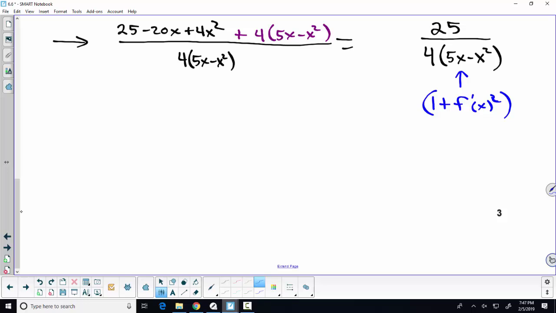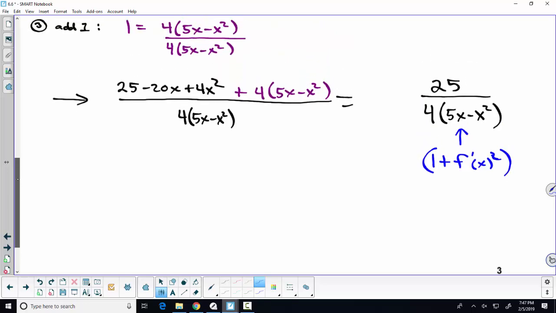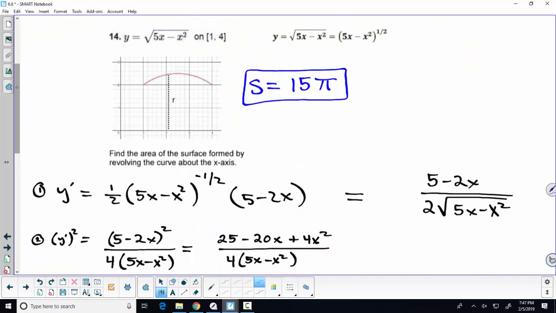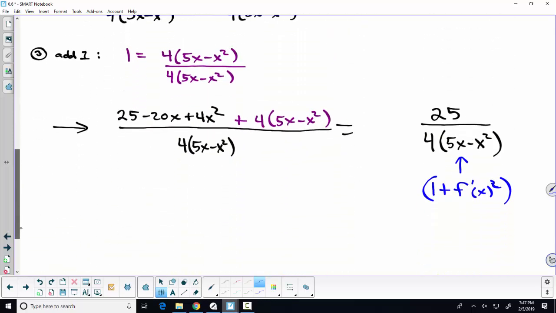That's fine. It's just our next step when we multiply through by 2 pi f of x. Maybe it's not totally obvious that you would want to factor that 4 back out. Because remember, we're going to take the square root of all of this stuff and multiply it by the function itself. So if I have the 5x minus x squared in the square root of 1 plus f prime somewhere, then that's just going to cancel with the function because it's on the bottom, the function's on the top. So let's take the square root of that and see.